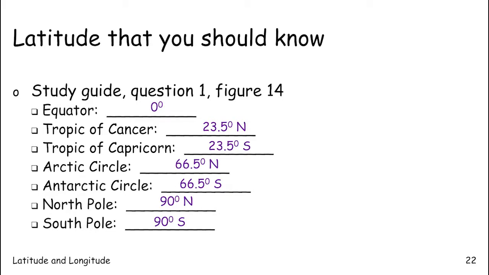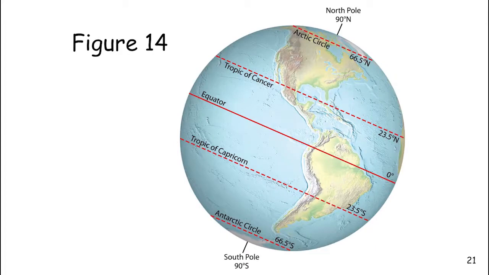Here I'll point out another thing. The North Pole and the South Pole are considered parallels, even though they are really only one point on the Earth. Okay, so these are parallels that are very small. They are just one point.